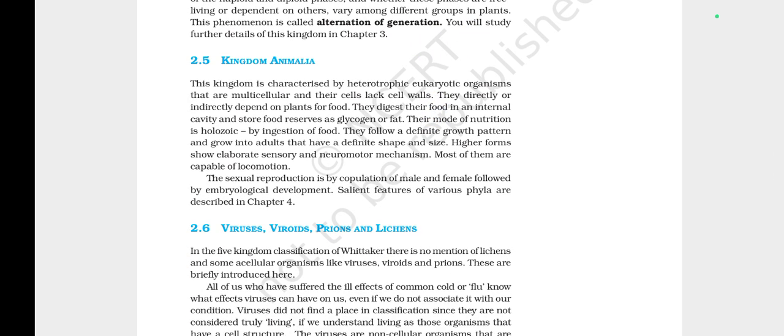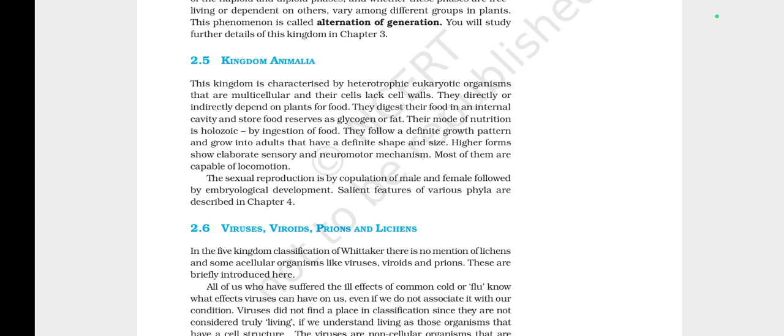Kingdom Animalia is characterized by heterotrophic, eukaryotic, multicellular organisms. Their cells lack a cell wall, and they directly or indirectly depend on plants for food. Digestion occurs in an internal cavity, and they store reserve food as glycogen and fat. Fungi also do the same. The mode of nutrition is holozoic, ingestion then digestion.